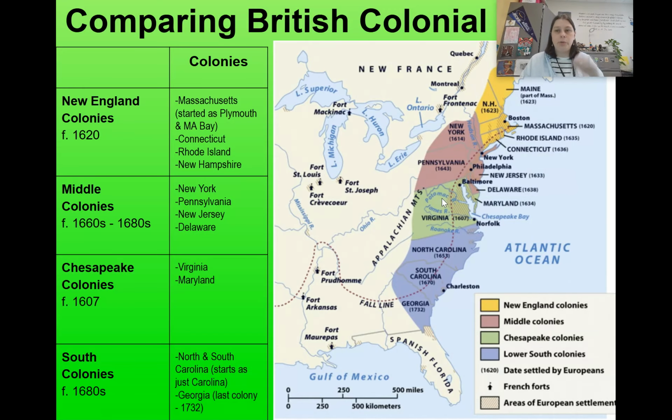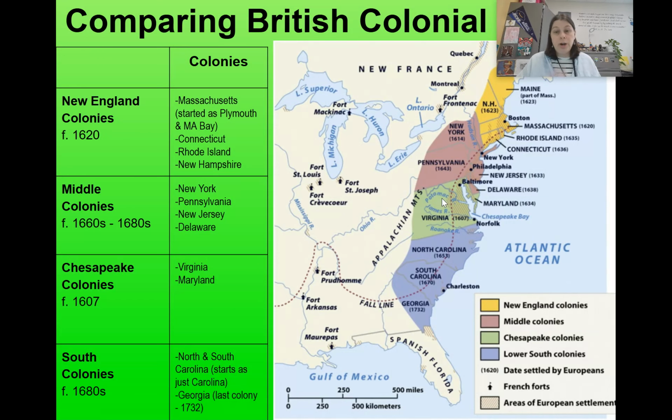The only thing you might potentially want to know about Maryland is that this is the one that's founded as a Catholic haven. It's a proprietary colony that's given to a man named Lord Baltimore, where Baltimore, Maryland comes from, and he was a prominent Catholic. So that's the only potential specific Maryland thing you might want to know.